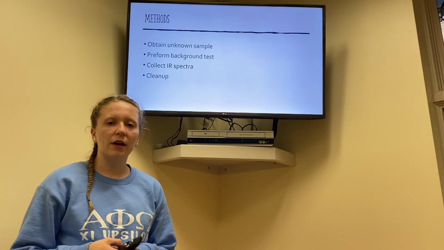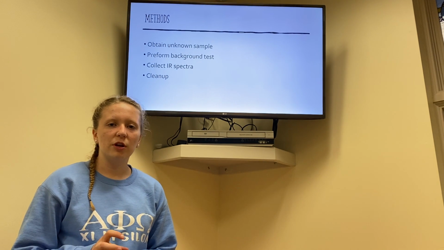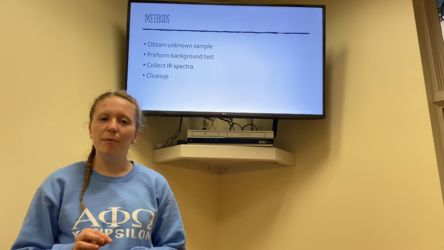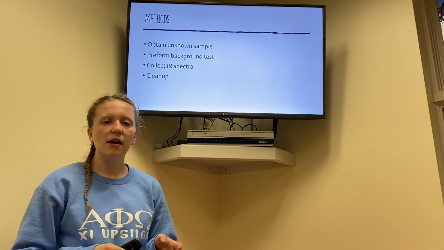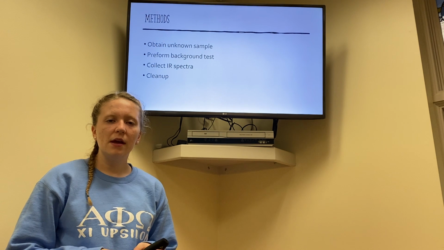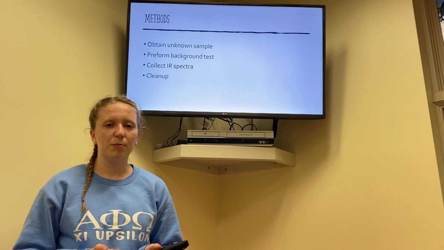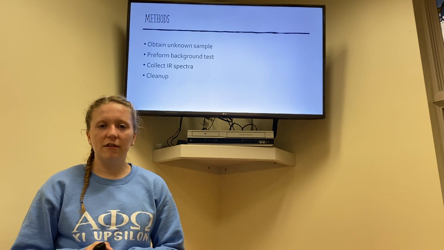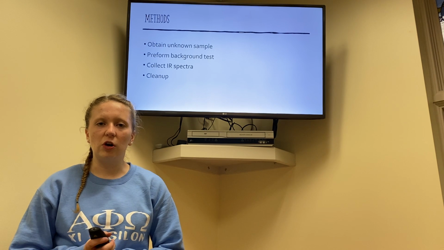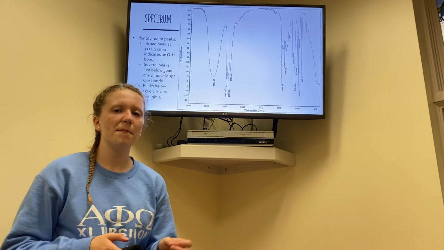So once you run the background, then you're ready to run your IR sample. So you put the salt plates that you prepared in the machine, and then the machine runs light through it. So the IR spectrum shows peaks where it's absorbing the light, so you know that something is present in those peaks. And then after you obtain your spectrum, you want to clean up following all lab procedures and make sure that the salt plates are clean for the next student that uses them.